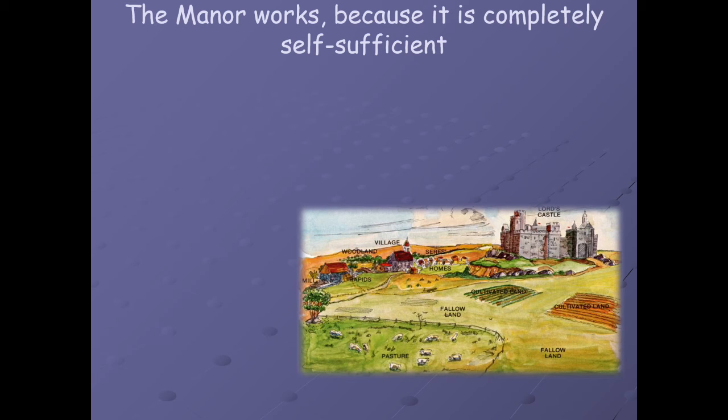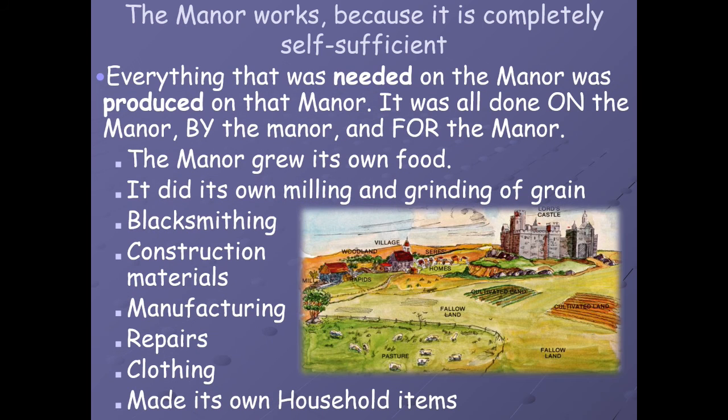The manor works because the manor is completely self-sufficient. Everything that was needed on the manor was produced on that manor. It was all done on the manor, by the manor, for the manor. The manor grew its own food.